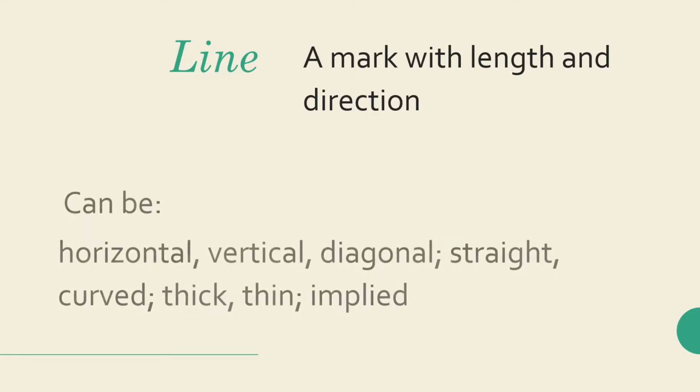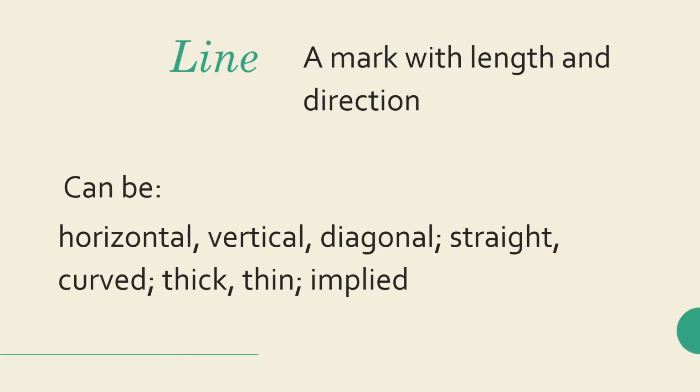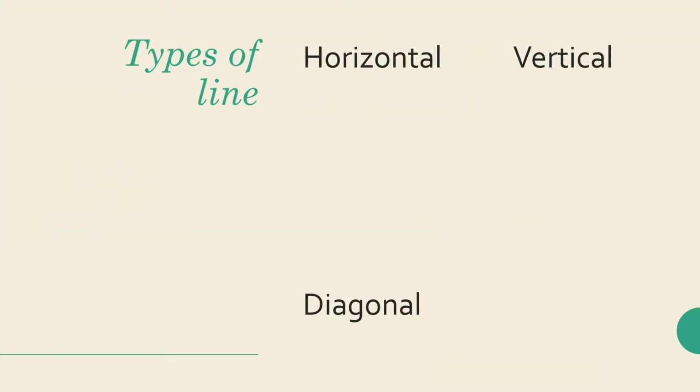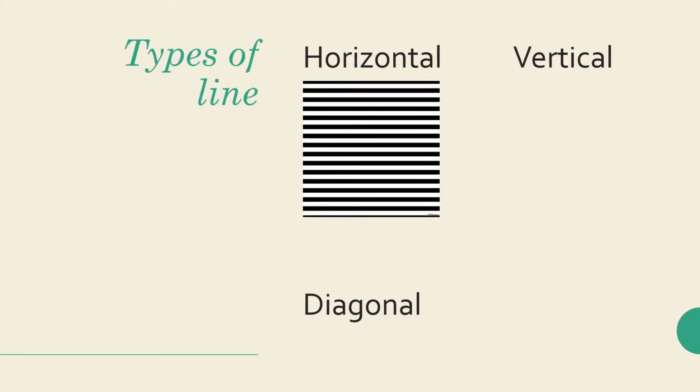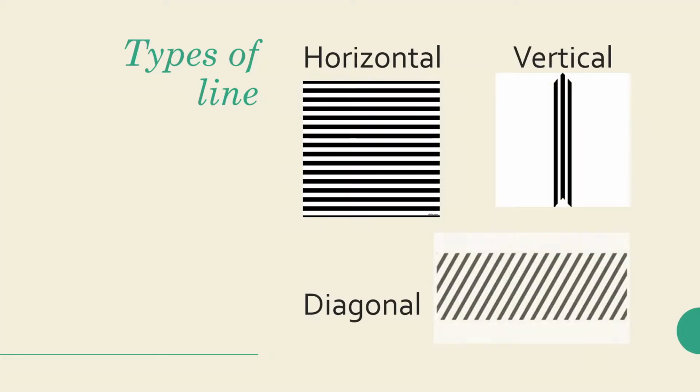There are many different types of line. For example, line can be horizontal, vertical, diagonal, straight, curved, thick, thin, and implied. First, let's look at horizontal lines. As you can see here, horizontal lines go from left to right. Vertical lines are lines that go up and down. Lastly, we have diagonal lines, lines that go in a diagonal.